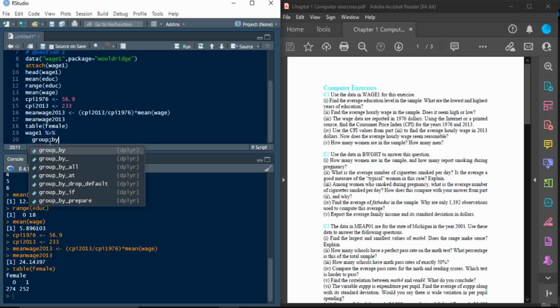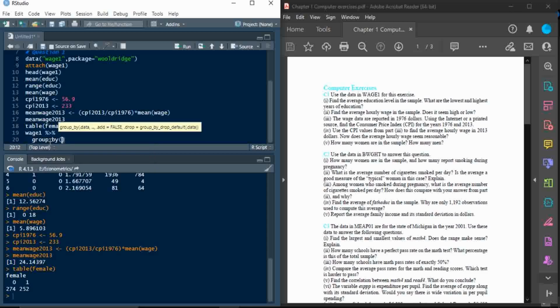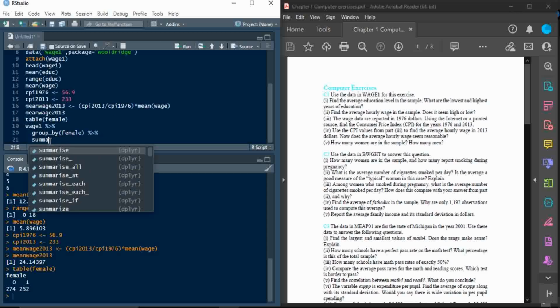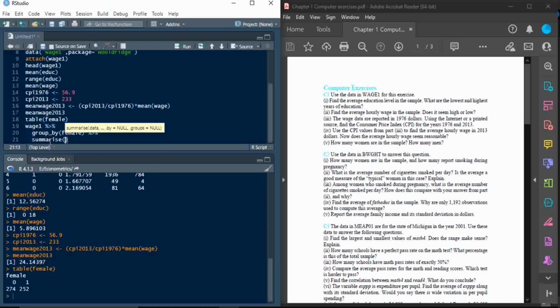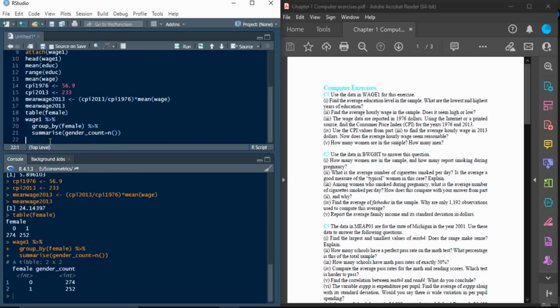Type group_by, and then in the bracket the gender column, which is female, and then again use the pipe operator, and then type summarize, and then write the column name by which you would like to see the data. I am typing the name gender count, and then use this n function. It will count the elements by the group.